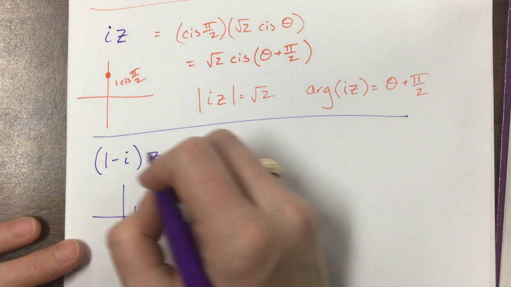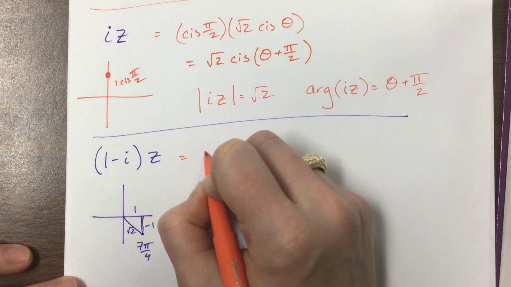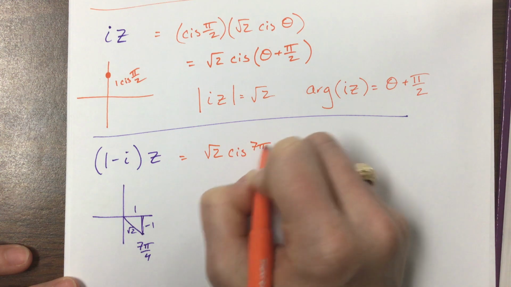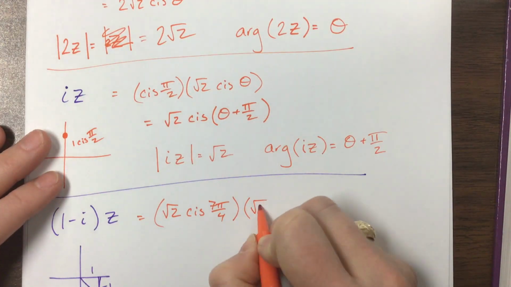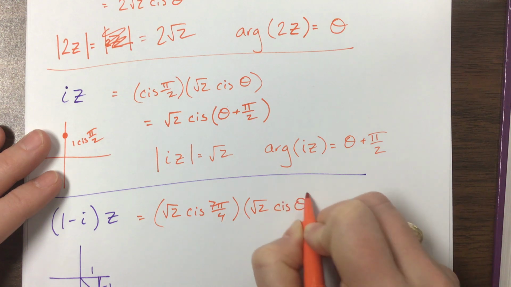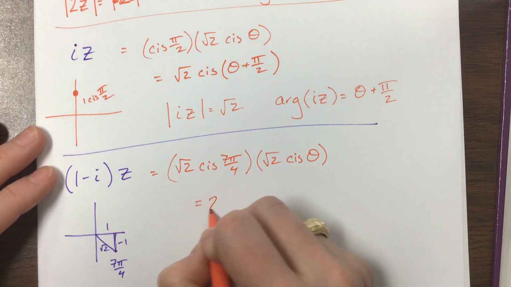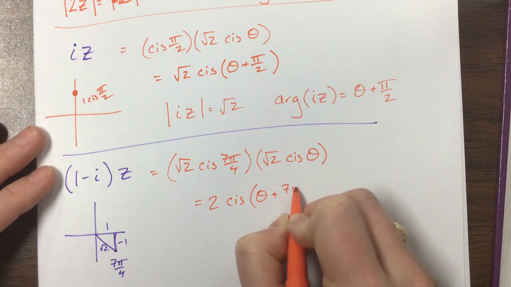So this would be like saying root 2 times cis of 7 pi over 4, times z, which we've talked about already. What was z? Root 2 cis theta. It is too early in the morning. Okay, so now we multiply. This would be 2 cis of theta plus 7 pi over 4.